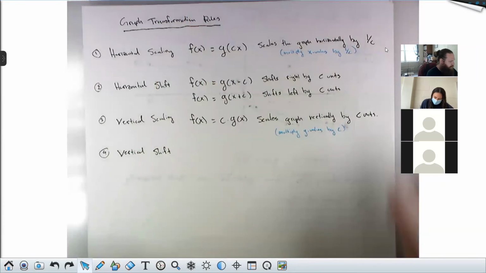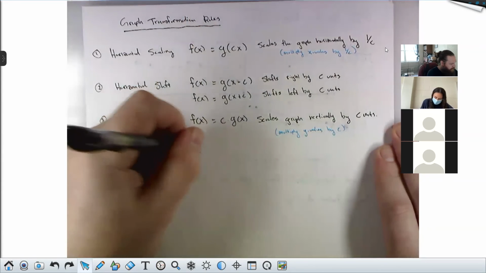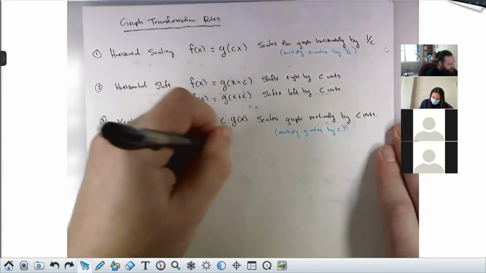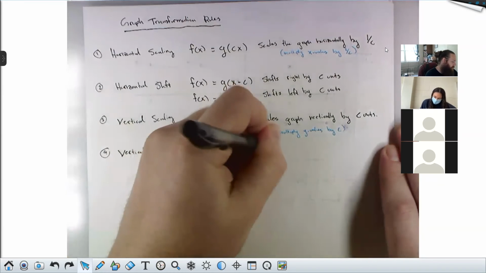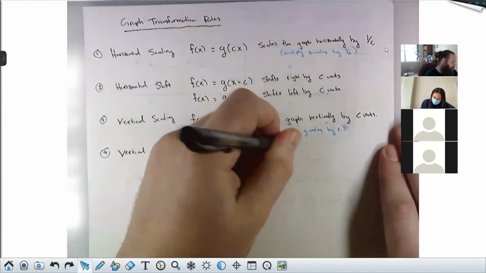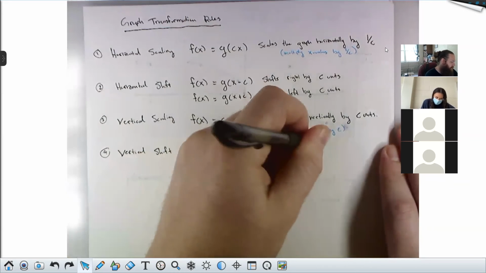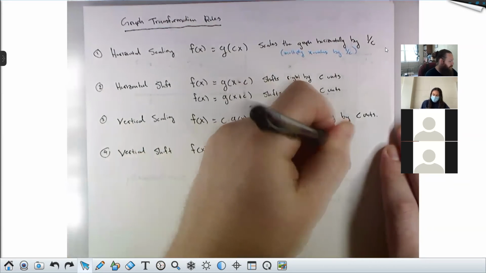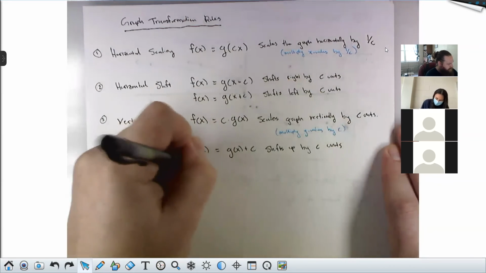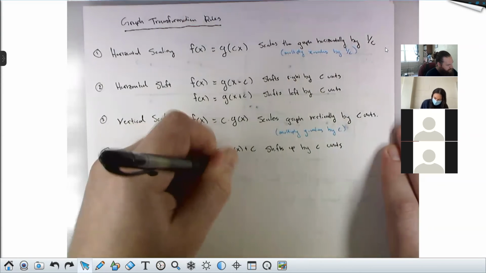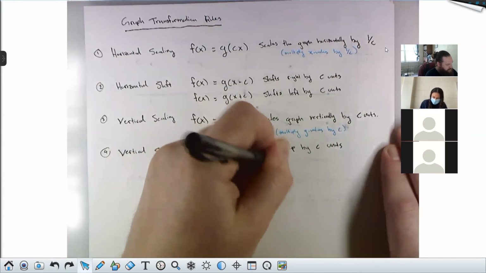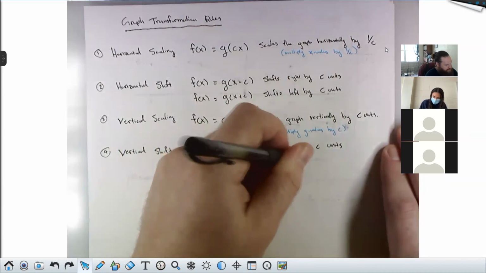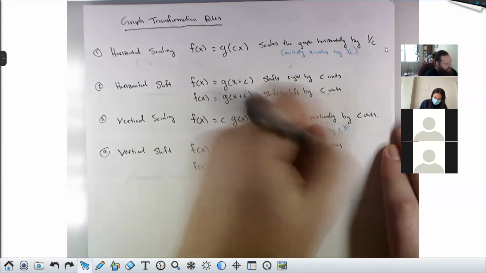And then finally, the vertical shift. This is the easy one. If f of x is equal to g of x plus c, this shifts up by c units. And if f of x is g of x minus c, this shifts down by c units.